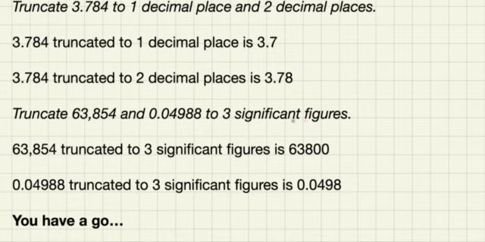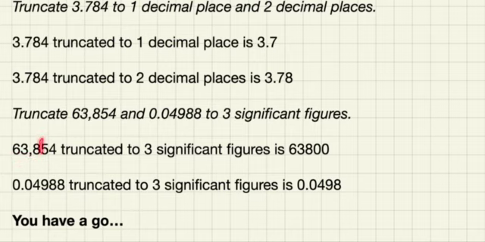So by way of another example, if we were asked to truncate 63,854 and this other number, 0.04988, to 3 significant figures, then this is how we do it. So we're looking at the 3 significant figures. Here, in this number, 63,854, these are the 3 significant figures. So we would cut it off there.